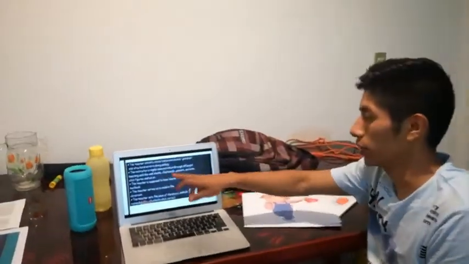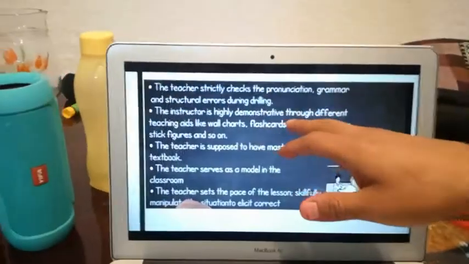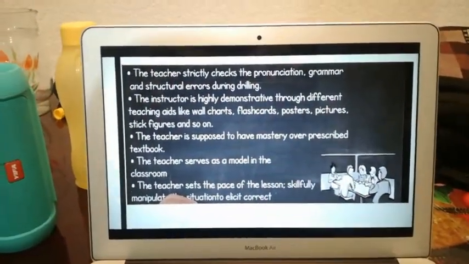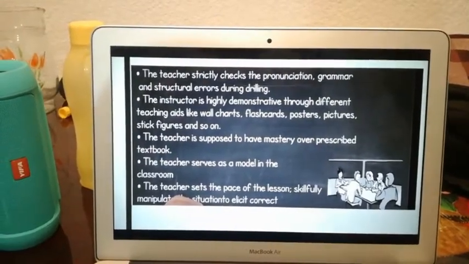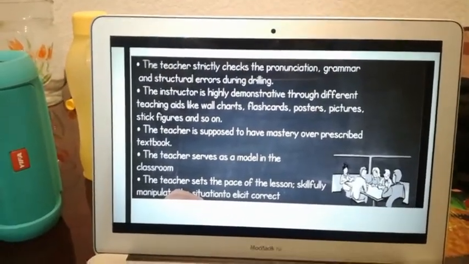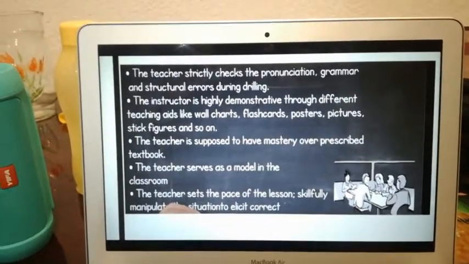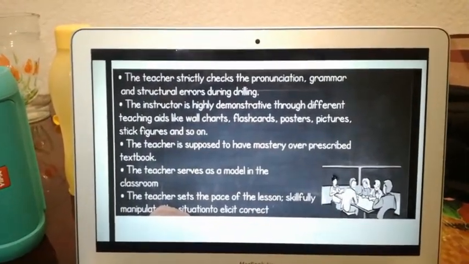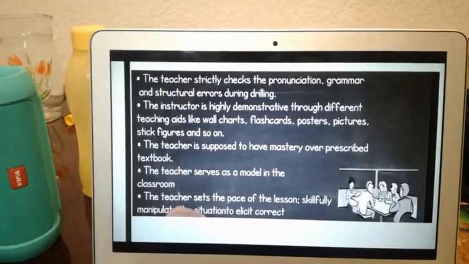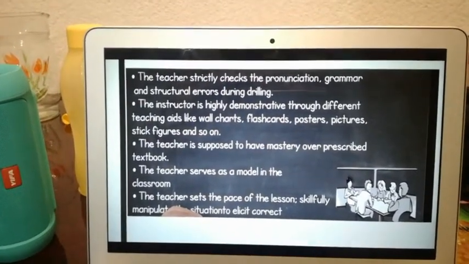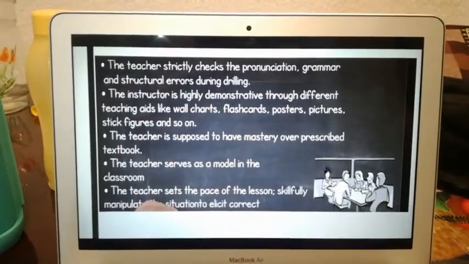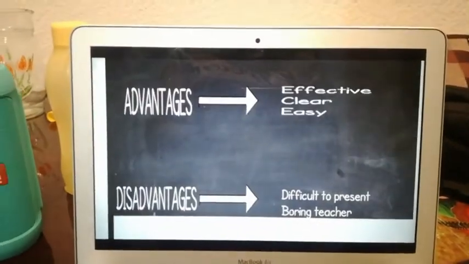So it's very important. Then we have the structure is highly demonstrative through different teaching aids like a wall chart, as I told you, flashcards, posters, pictures, stick figures, and so on. The teacher is supposed to have mastery over the prescribed textbook. The teacher serves as a model in the classroom. The teacher sets the pace of the lesson, skillfully. So that's very important.